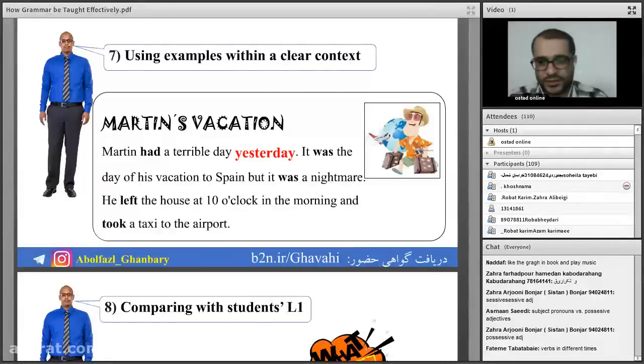Adverbs of frequency. The next one, using examples within a clear context. Examples within a clear context.